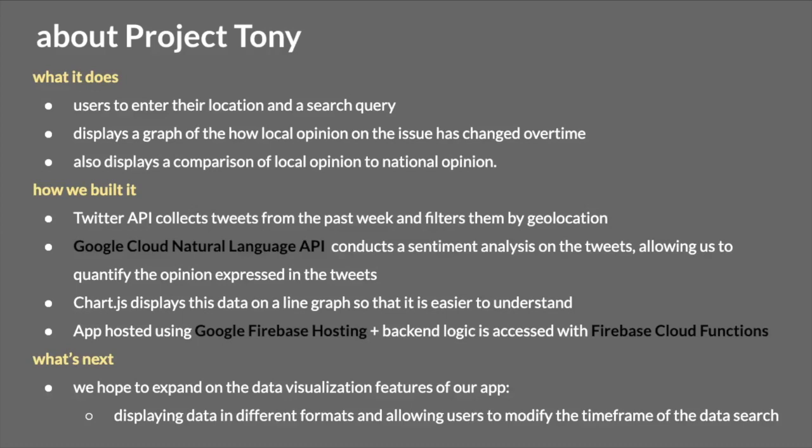Twitter API will collect the tweets from the past week and filter them by geolocation. Google's Natural Language Processor API conducts a sentiment analysis on the tweets and allows us to see how the public opinion has changed over the past week. Chart.js will display this data on a line graph so it's easy for the user to understand.